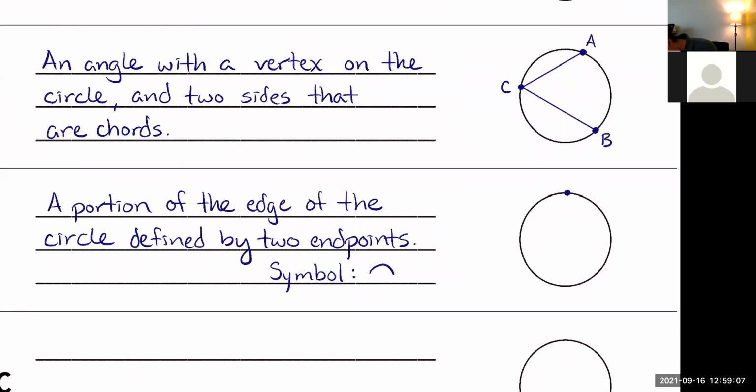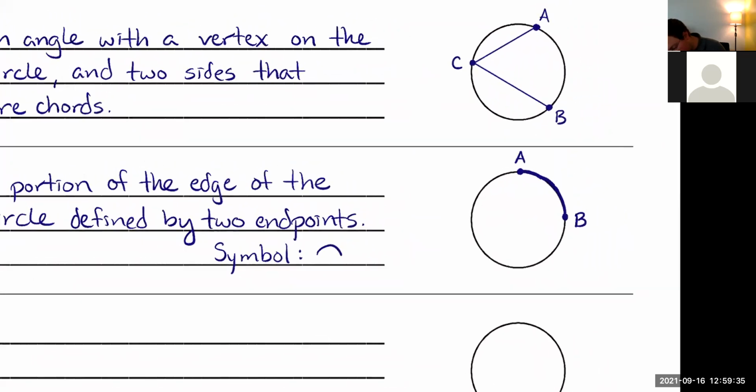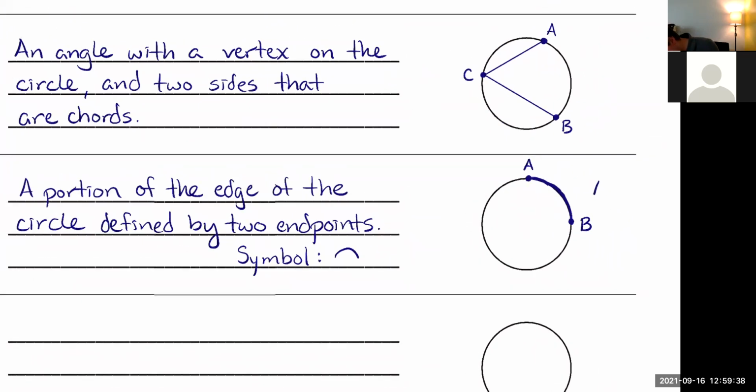So using this diagram to the right here, I'm going to draw in 2 points on the circle. And I'm going to basically follow around the edge of that circle from point A to point B. Which gives me an arc. And if I were to describe that arc, I would use its endpoints. And instead of putting a little segment above it, I put the little arc symbol above it.